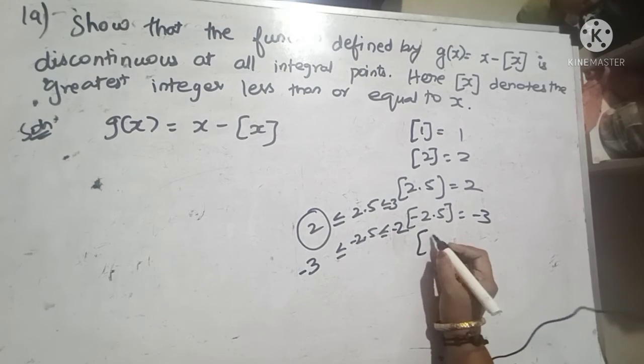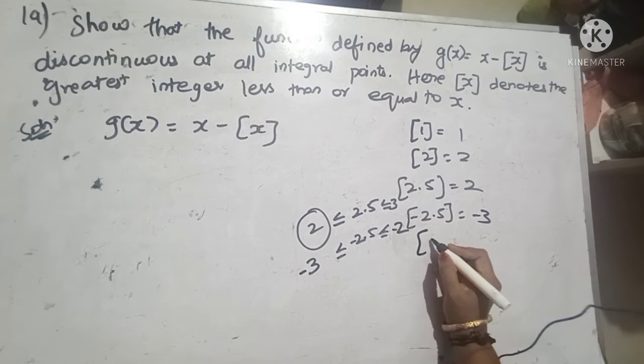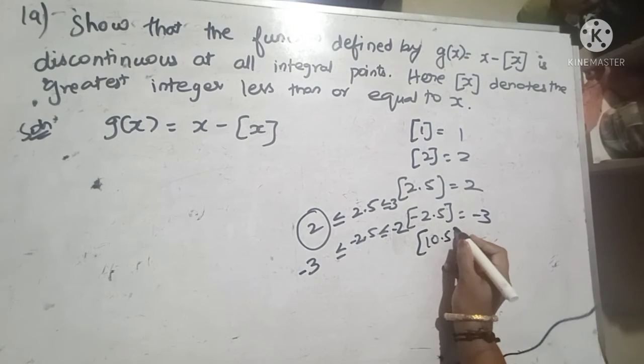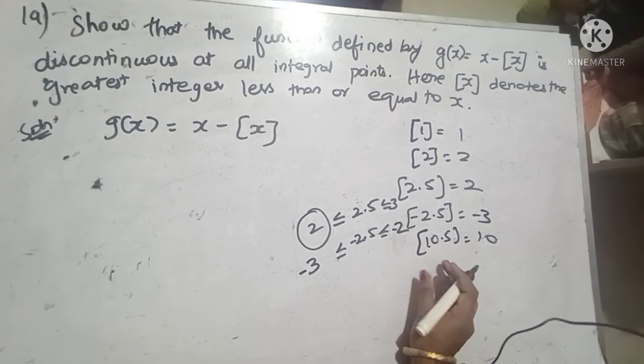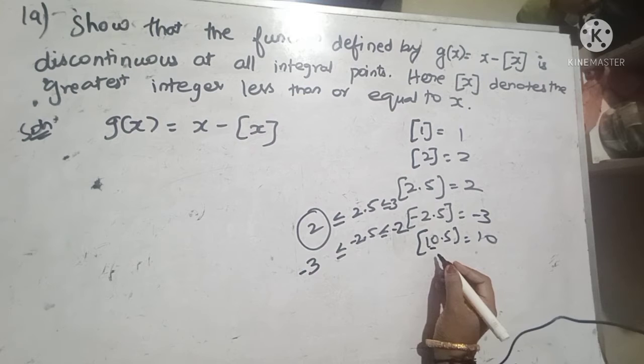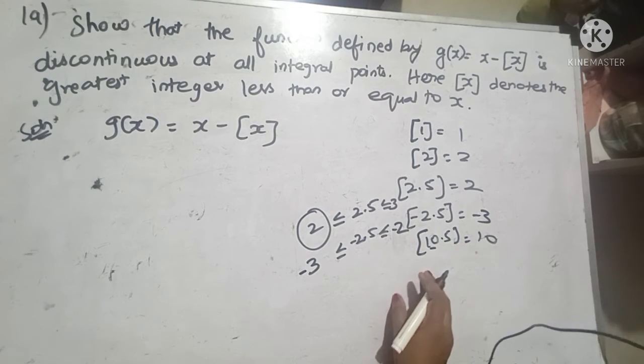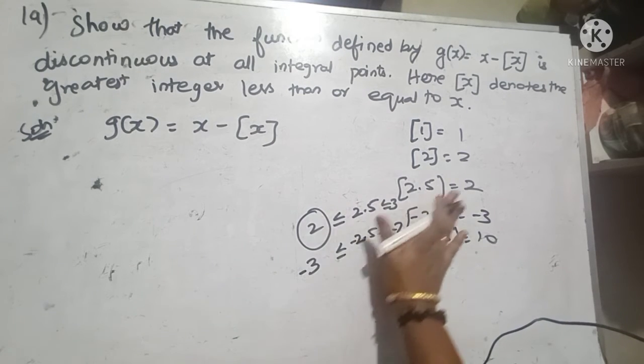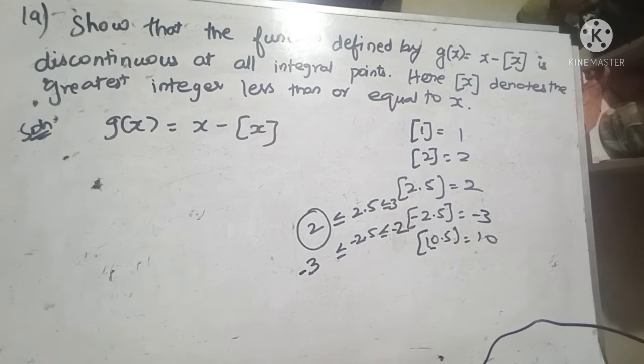Okay, so the greatest integer of 10.5 is equal to 10. So we will choose only the integers. So this is the concept of the greatest integer number. Now let us move to the sum.